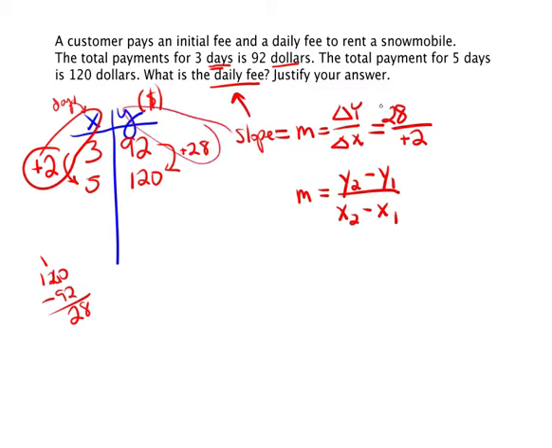So that's a plus 28 over 2, which is 14. And that is our daily fee, $14 per day. And our justifying is the math work we just put in. So the change in y over the change in x, substituting in the calculating of those numbers over here, and that's solving for the daily fee, finding slope.